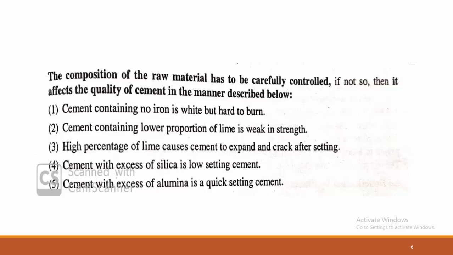Likewise, cement with excess of silica is known as slow setting cement. Already we studied, whenever silica is in higher percentage, that becomes slow setting. Silica with excess of alumina gives a quick setting cement. Likewise, the proportioning of the raw materials is very important. Not only should the significant raw materials be taken, they should be proportioned as per the requirement of the manufacturer, according to the type of Portland cement you need.